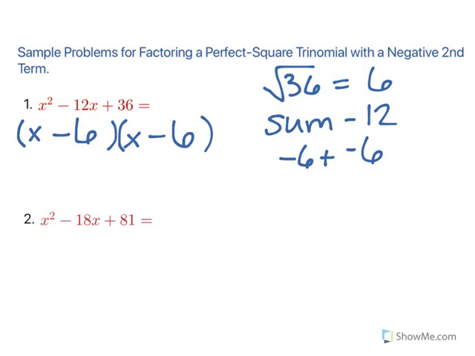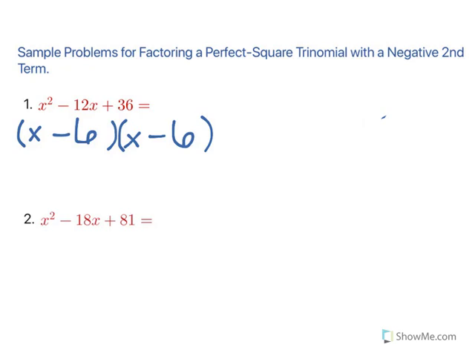Negative 6 times negative 6 still gives us that positive 36 that we need for the third term, but when we add the two, we will end up with our negative 12x. By checking our work, I'll show how this actually works out.